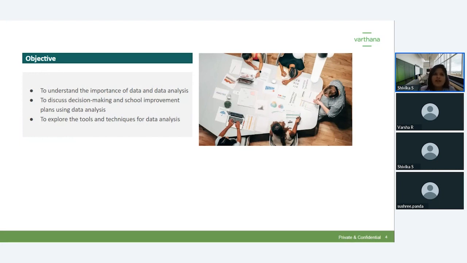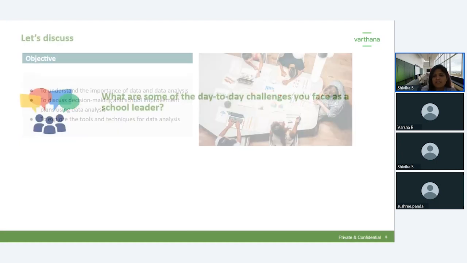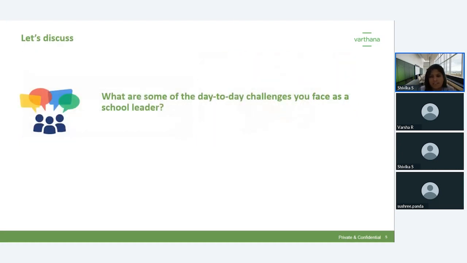As we all know, everything which we see in our day-to-day life is somehow related to data. For example, even if you are going for a walk every day and covering 2 kilometers, that is also a sort of data, right? So there's a lot of data which we have in our day-to-day life, which we use.